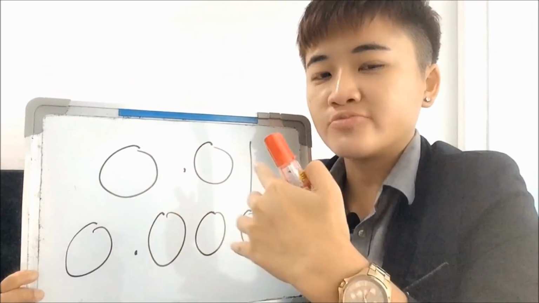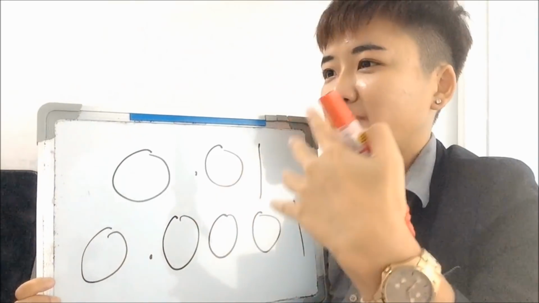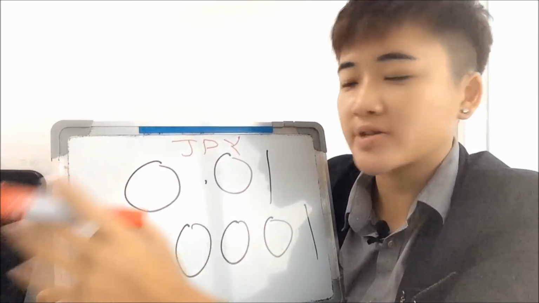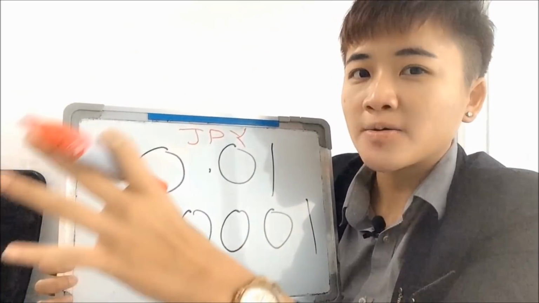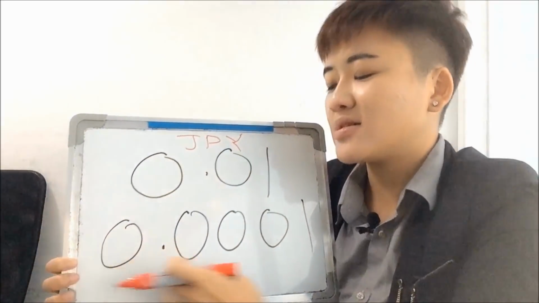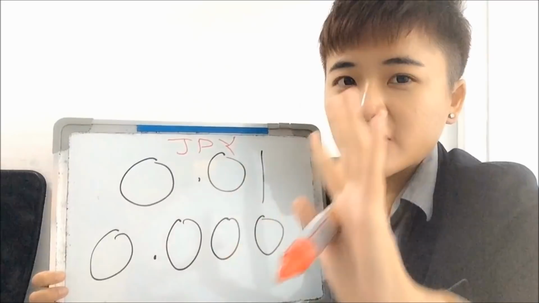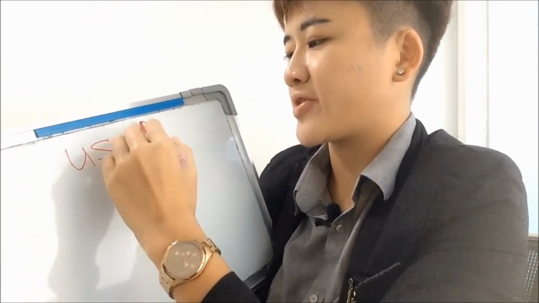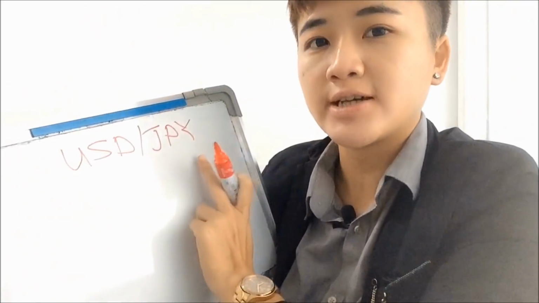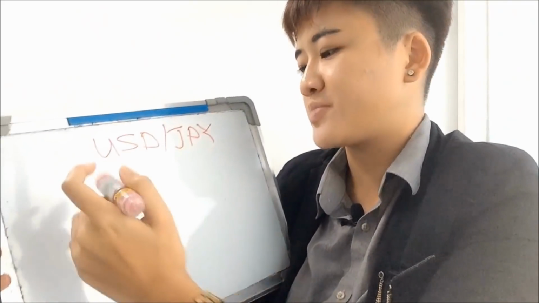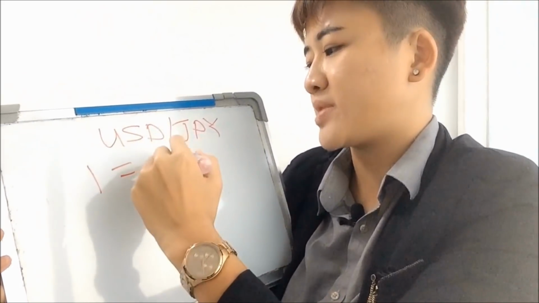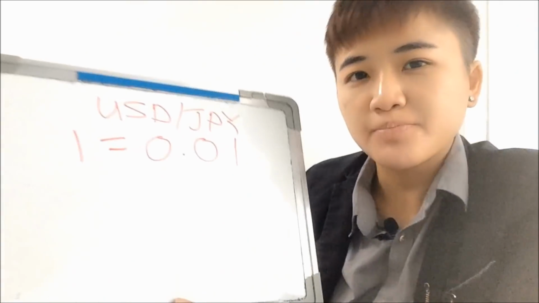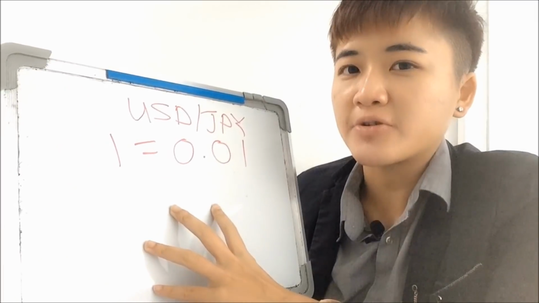For you to remember it easily, so that you don't have to memorize it one by one, currencies with the yen in it would be quoted at 2 decimal places, whereas the rest of the currency pairs would be quoted at 4 decimal places. So if I take dollar yen, for example, because you see a yen right here in this pair, then 1 pip would be equal to 0.01.